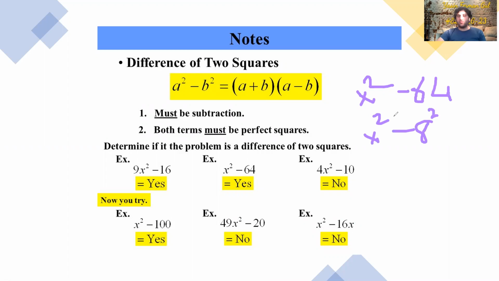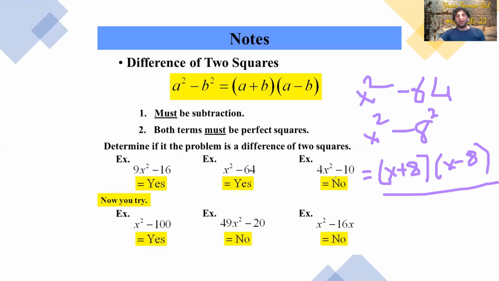As you can see now, I have two squares here, x squared and 8 squared. The rule for this is a squared minus b squared equals a plus b times a minus b. A is x, b is 8. So this equals x plus 8 times x minus 8. So this is going to be the answer. This is why it is a difference of two squares.